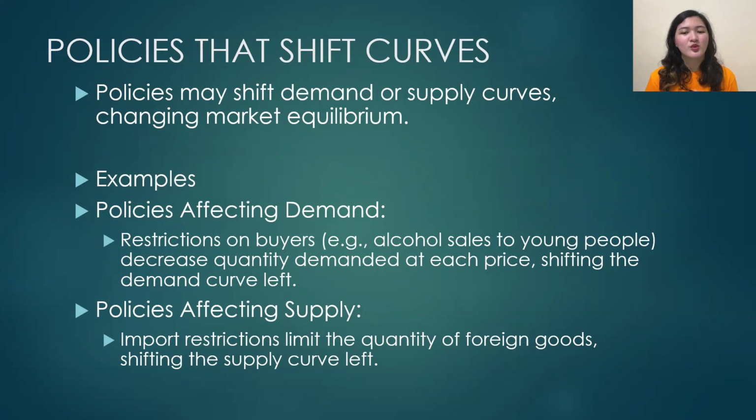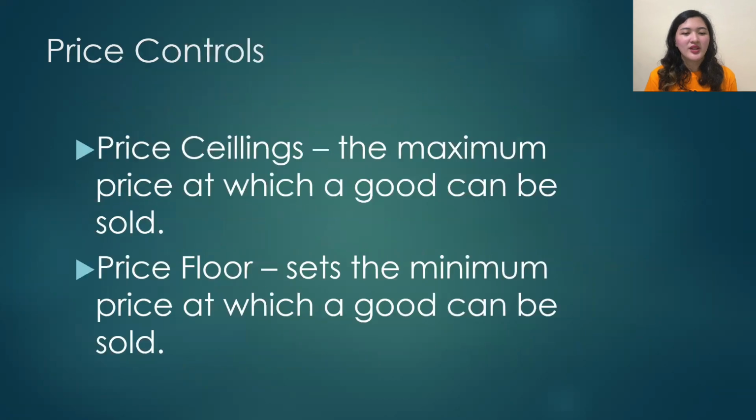When a government imposes limits on the number of foreign products that can be imported, such as cars, electronics, or textiles, this decreases the quantity supplied of those goods at each price. The supply curve for these imported goods shifts to the left, meaning at any given price, fewer goods are available in the market. So now let's dive into price controls, which are another form of government intervention.